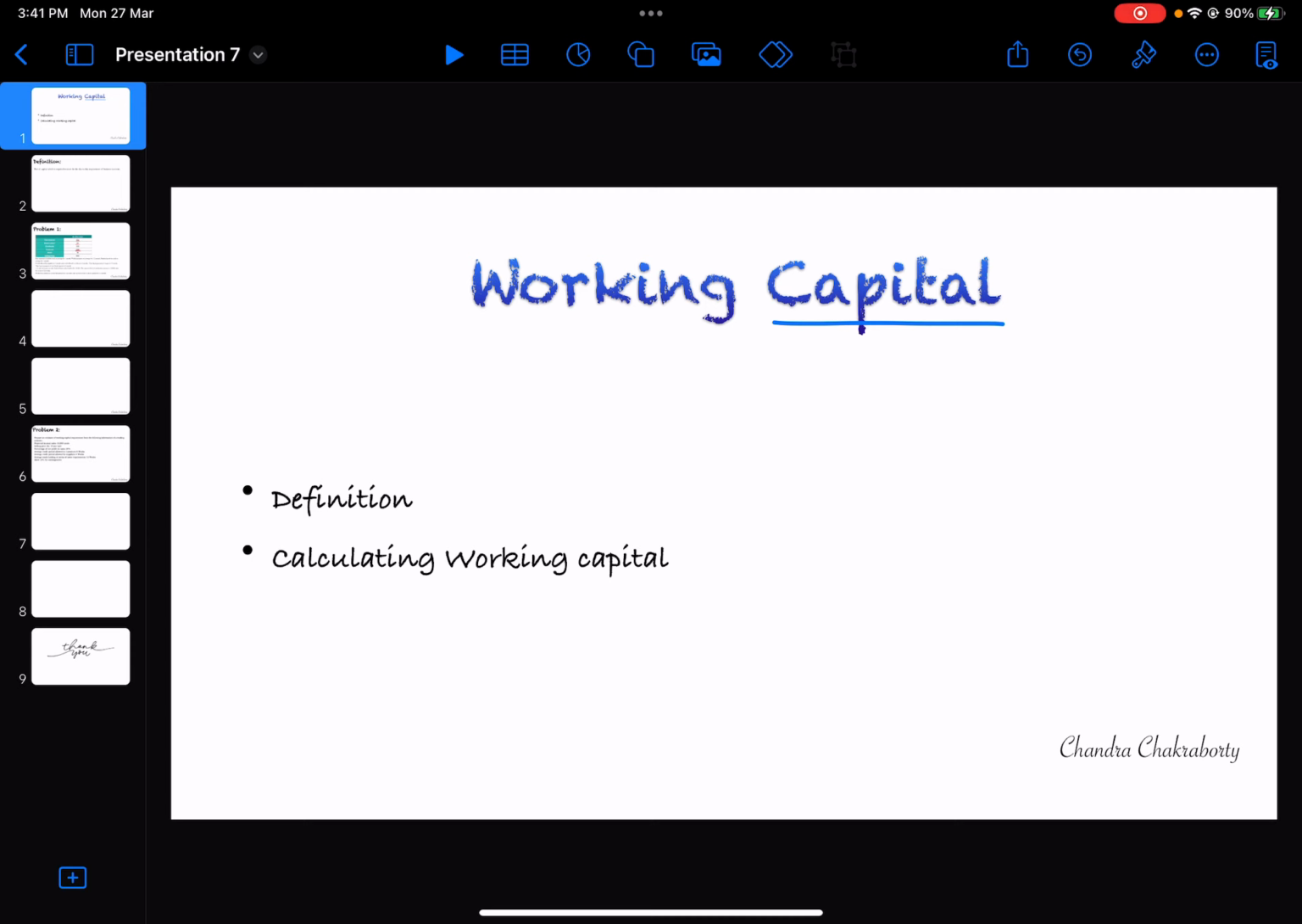So in this video, we are going to learn about working capital. First, we will understand what is the meaning of working capital, and then we will move on to solving a few problems where we will be calculating the working capital based on the given information. All right? Now, let's understand what is working capital.